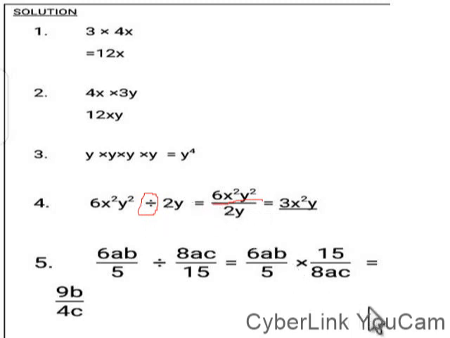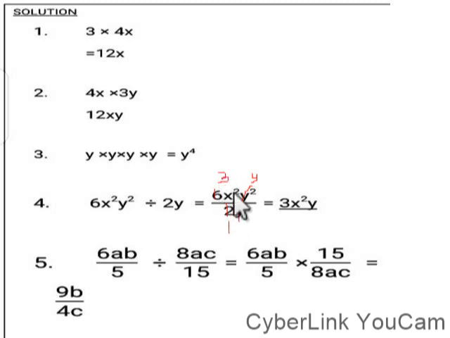So from here, what we need to do is to reduce these terms to their lowest terms. That is to say, y dividing y raised to power 2 will give us y as our answer here. Then 2 can equally divide 6. So 2 divided by itself will give us 1, and 2 divided into 6 will give us 3.